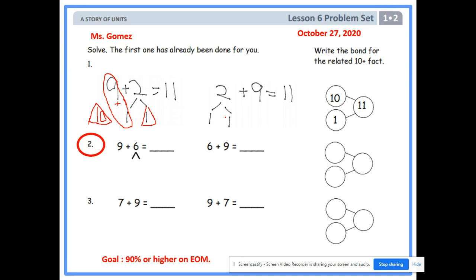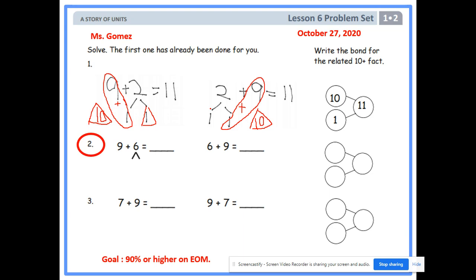So let's go ahead and show our strategies on 2 plus 9 equals 11. Since they already did step 1, which is they decomposed 2, let's go ahead and do step 2. Let's circle the parts and make 10. So we circle 9 and 1. We write a plus symbol and write a 10. Then step 2 is we identify our triangle parts.